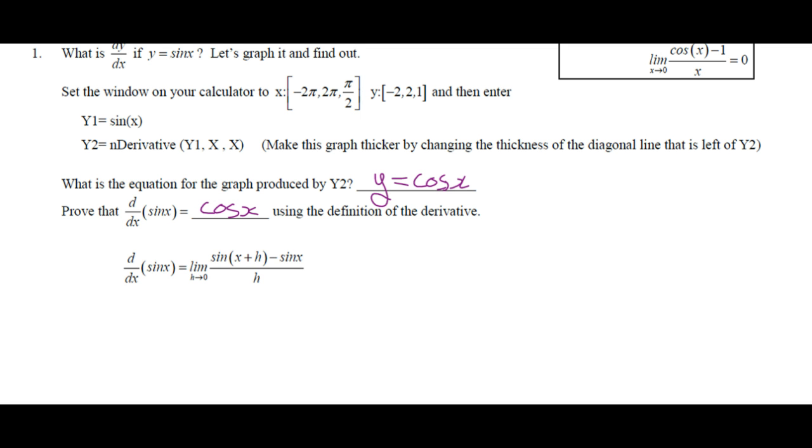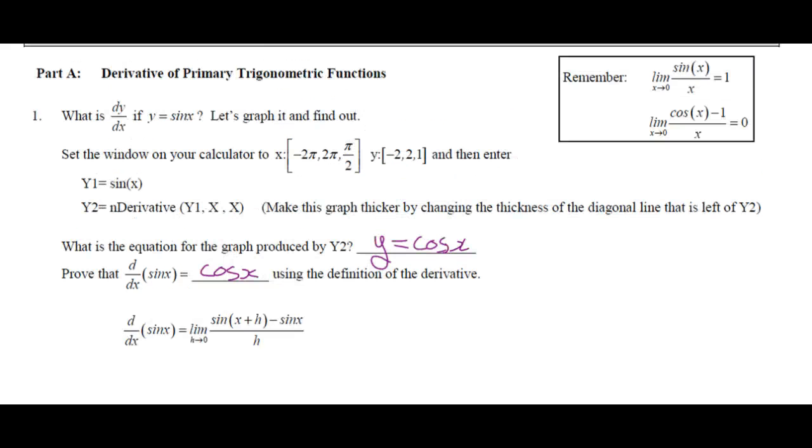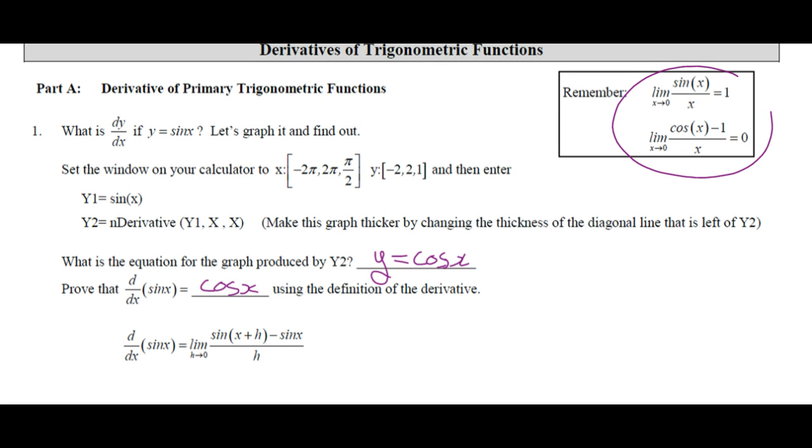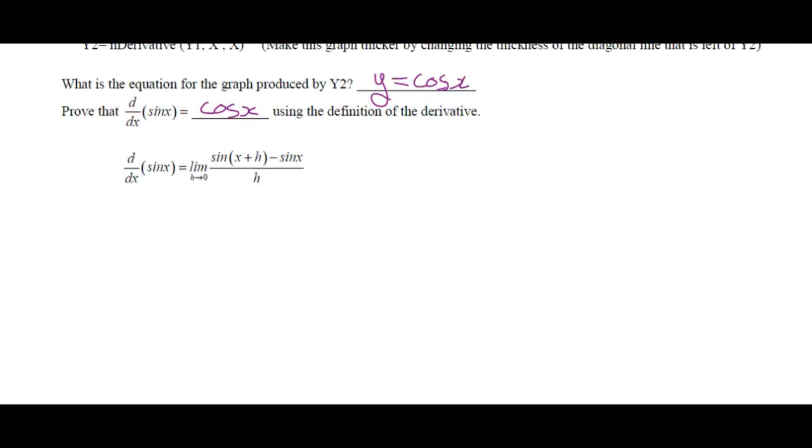using the definition of the derivative. So we're going to use, all right, the limit as h approaches 0 of sine of x plus h. Somewhere on your formula sheet you've got the sine of a plus b formula, which I'll give you because I had to look it up too.